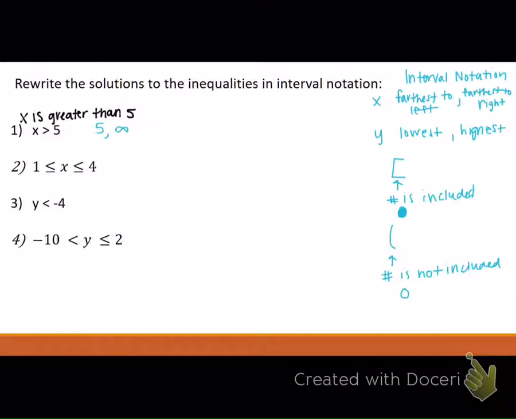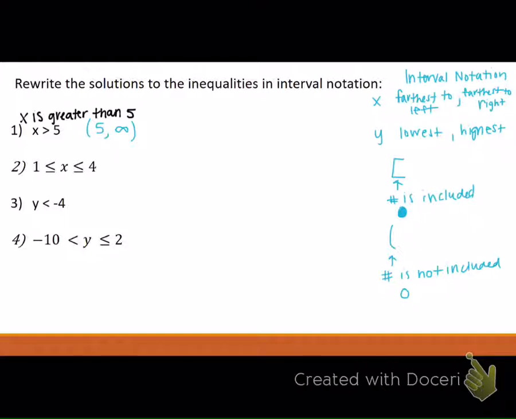So then we have to talk about our brackets. Is 5 included? There's no line underneath, so you have to use a round. And you cannot contain infinity, so you always use a round. Okay, let's go over that again. Please stop with the side conversations.